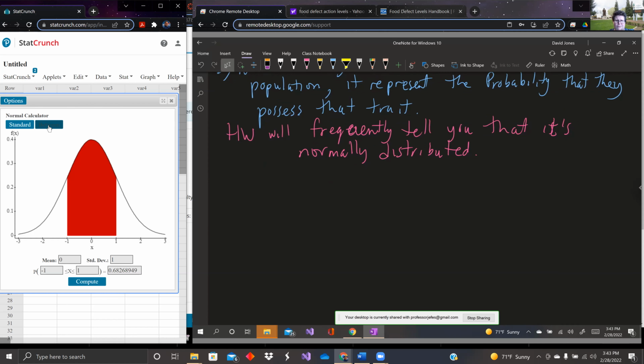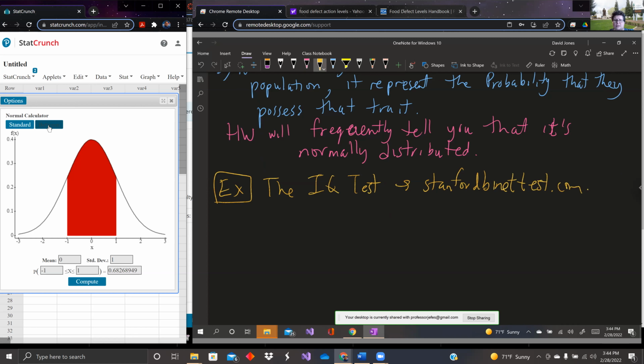A very common one that I don't think has ever changed is the IQ test, the Stanford-Binet. I assume it's all of mankind, all of humanity. The mean is 100 with a standard deviation of 15.